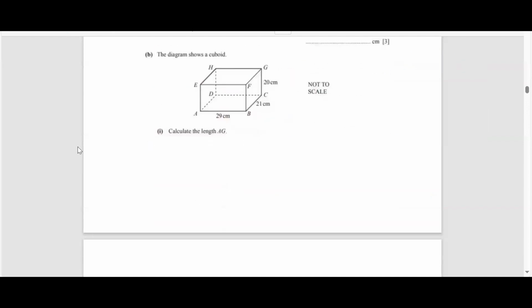Calculate the length AG. In order to find the length AG, that is the diagonal of the cuboid, first we need AC. So we are going to consider the triangle ACB and use Pythagoras to get AC. Let's just draw this triangle ABC. We know AB is 29 and BC is 21, so we can find out what AC is.